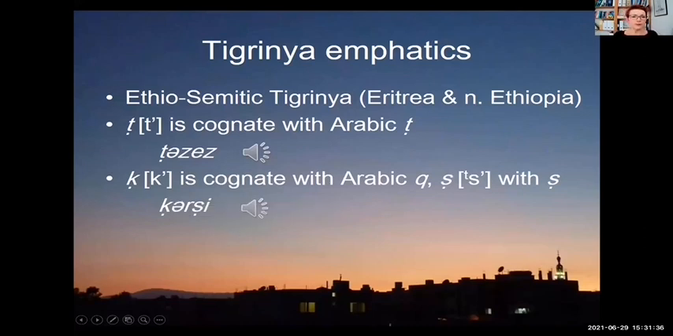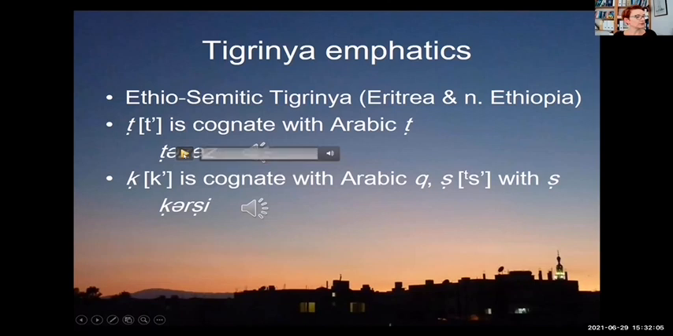So the Ethio-Semitic language Tigrinya, as I mentioned, the emphatic t of Tigrinya is actually cognate with Arabic ba, and the emphatic k is cognate with Arabic r, and the emphatic t is cognate with the Arabic sa. So another couple of examples. I'll play you an emphatic t, and then a word that contains both an emphatic k and an emphatic t sound. So they're all ejectives.